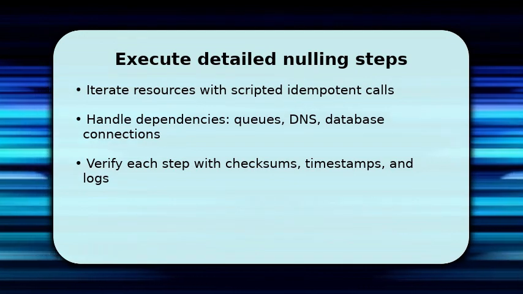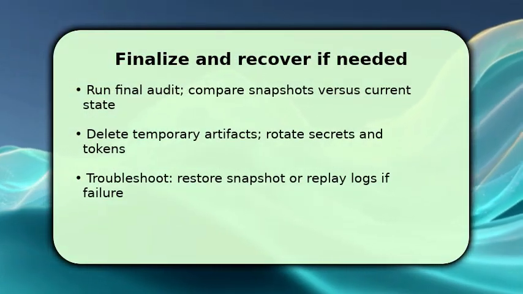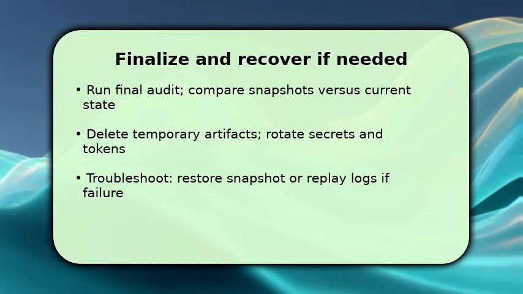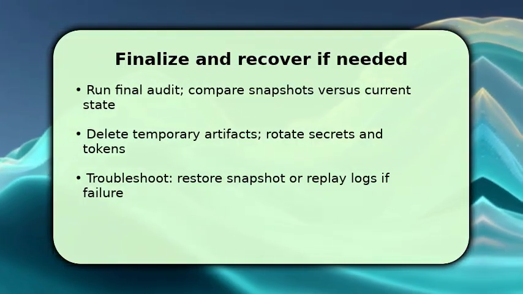You finish by running a comprehensive audit that compares your initial snapshot against the current state to confirm full nulling. Once satisfied, remove temporary artifacts and rotate any secrets or tokens used during the process to close security gaps.